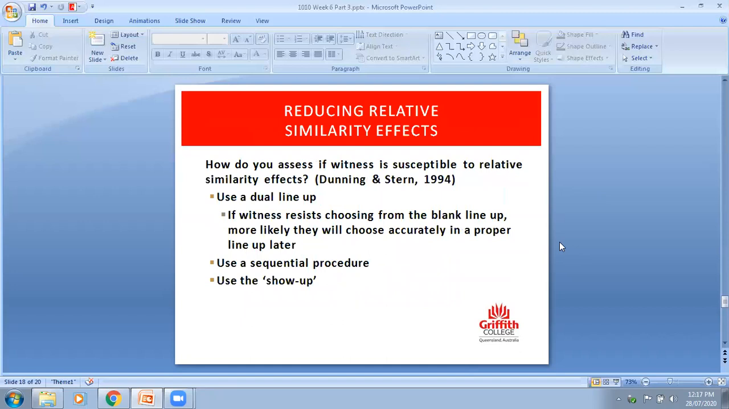So, reducing relative similarity effects. Well, what is relative similarity effects? It's where you have people in the lineup who look very similar to the suspect.